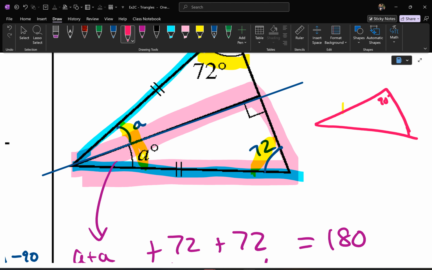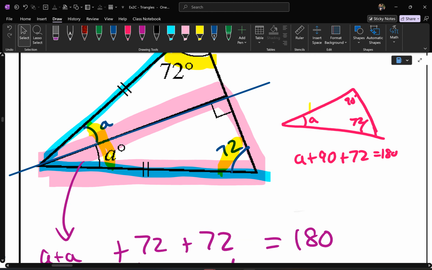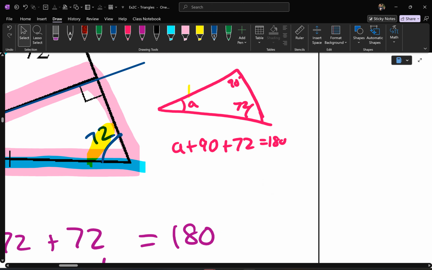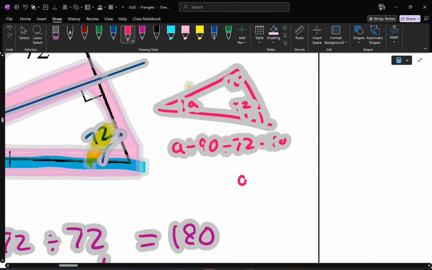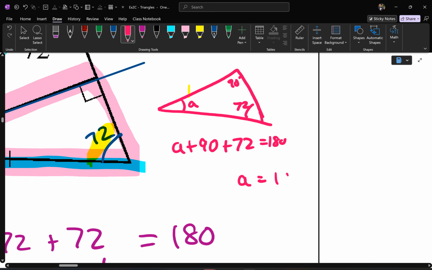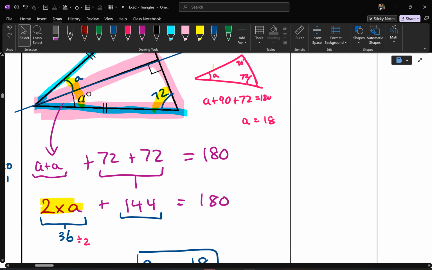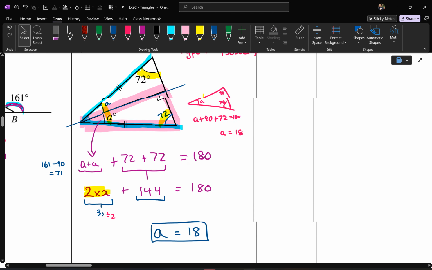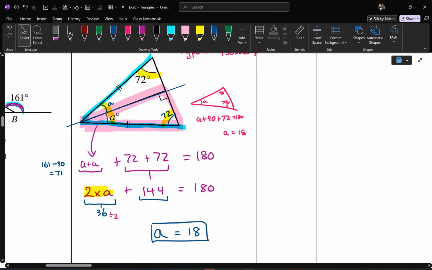That was 90 degrees. This is 72 and this is A. So that means A plus 90 plus 72 has to equal 180 and you would have got A straight away without doing what I just did. That's true. The first way you got it correct, but it's just slower. It's longer. That's right. So both are correct, but it's good that you can see both ways.